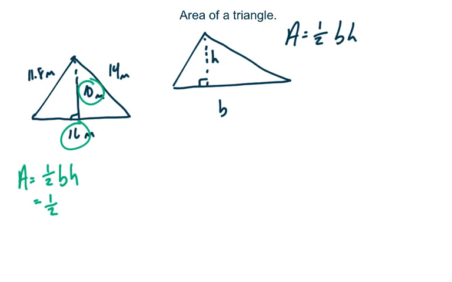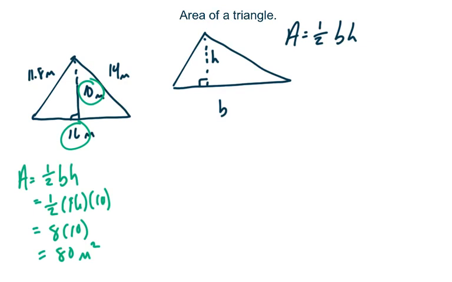So I would have 1/2 16 times 10. At this point I would type into the calculator, or I'm just going to do it from left to right because all I have is multiplication. So 1/2 of 16 gives me 8. 8 times 10 is 80. My units is meters, so 80 meters squared, or 80 square meters, however you want to say it.